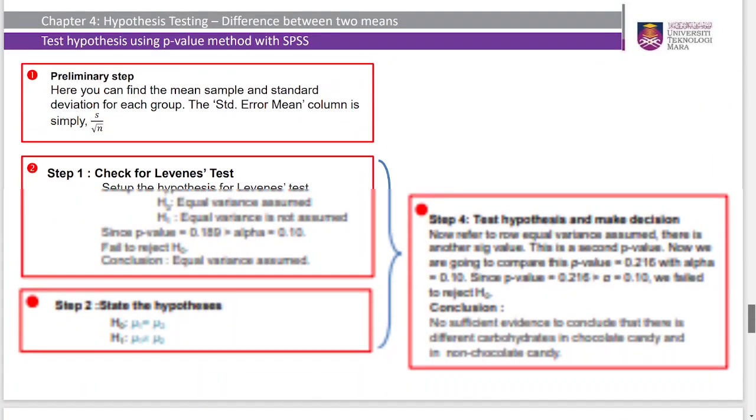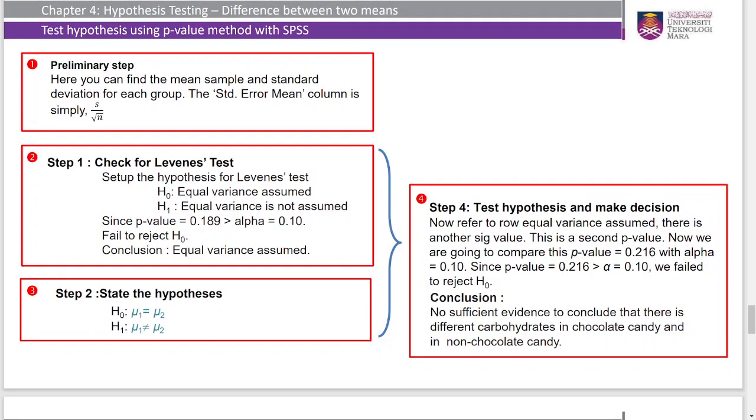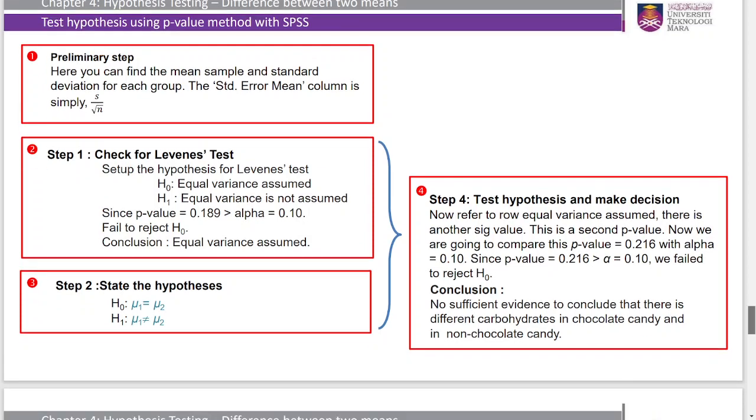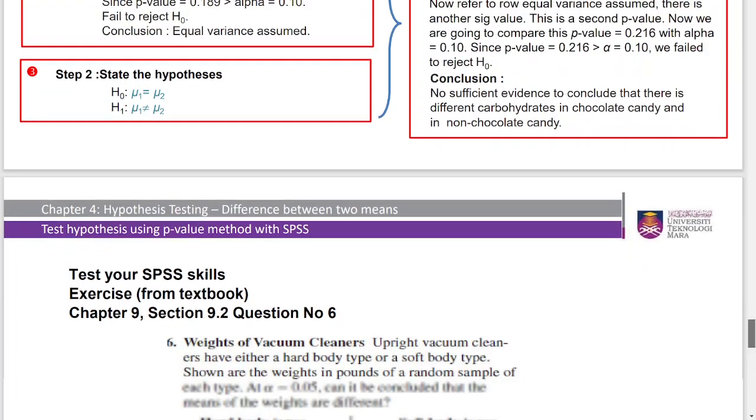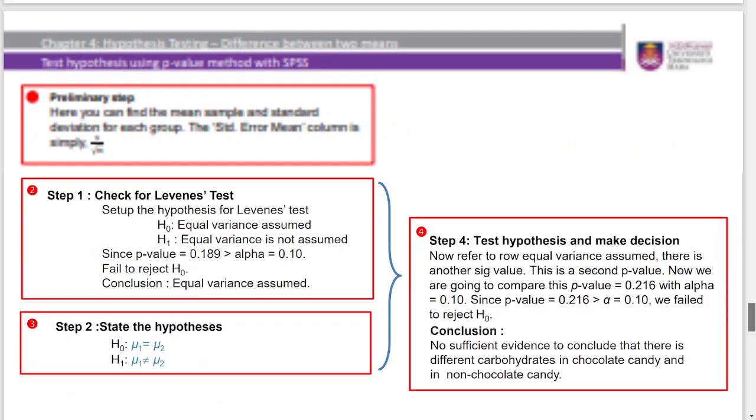And here also is another explanation on the step taken. Okay, step 1, primarily here you can find the mean sample and the standard deviation, and then check for the Levene test. Step 2, state the hypothesis. Step 4, test hypothesis and make your decision. Okay. Okay, any questions so far?